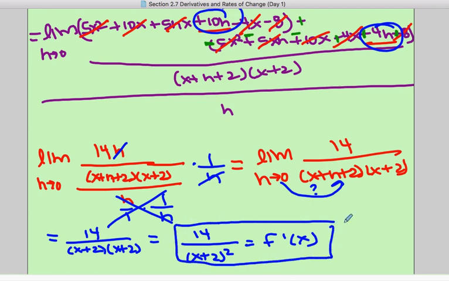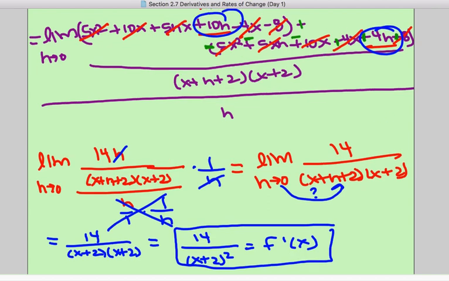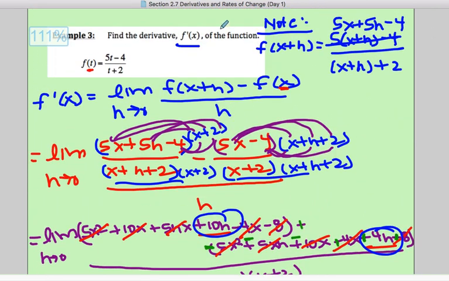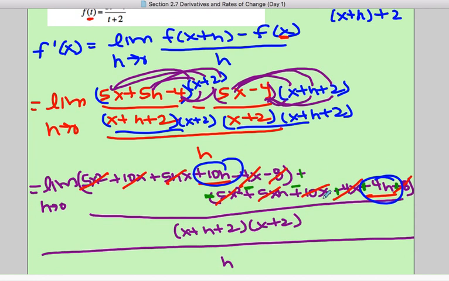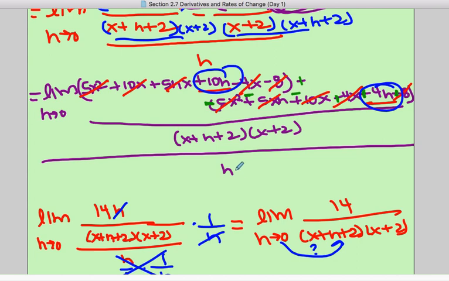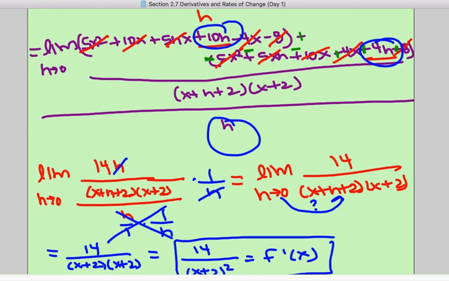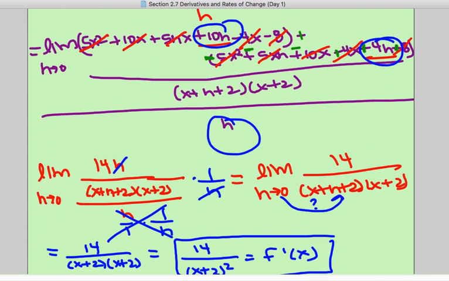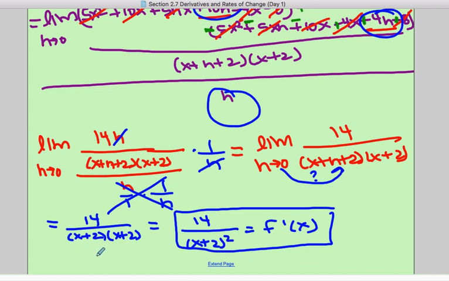Okay. So that is example 3. So to recap on that one, what we did is we got a common denominator, did a lot of distributing, okay, multiplying out, and then we did a lot of canceling. Okay. After that, we multiplied by the reciprocal of the denominator piece to get those h's to cancel. And then from there, you were good to plug in your h approaches 0 value.